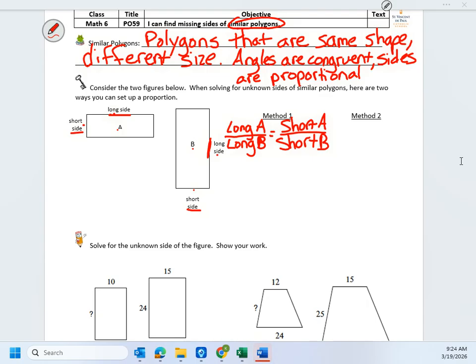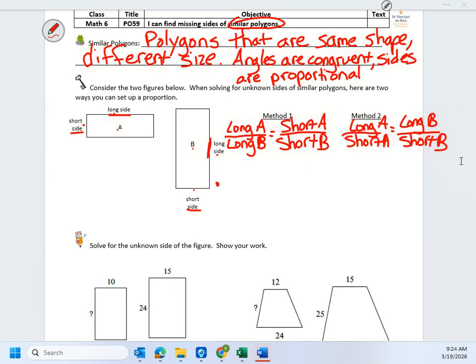Our method two, we could do long A over short A, and then long B over short B. There are things we need to look at. We're going to get the same answer either way, and we'll see how that works out. Things to keep in mind.